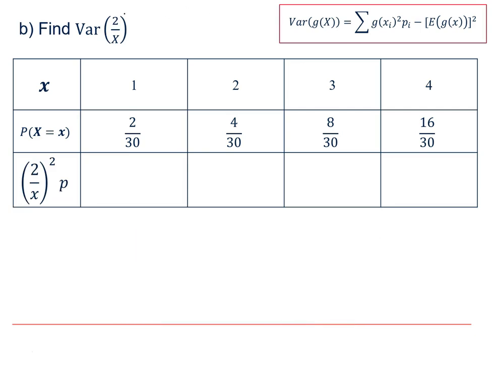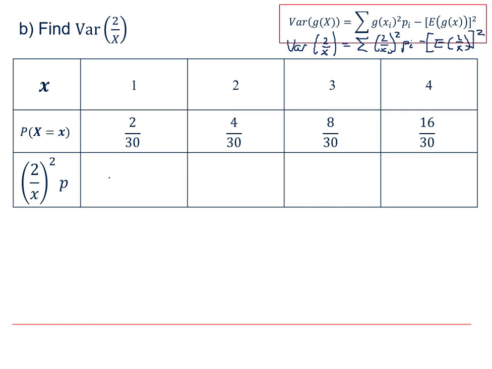And finally the variance of 2 over x, so again our g of x is a different function this time, and that would be sigma 2 over x squared multiplied by the relevant probability, minus the mean of 2 over x, which again is what we worked out in the first part of this video, squared.